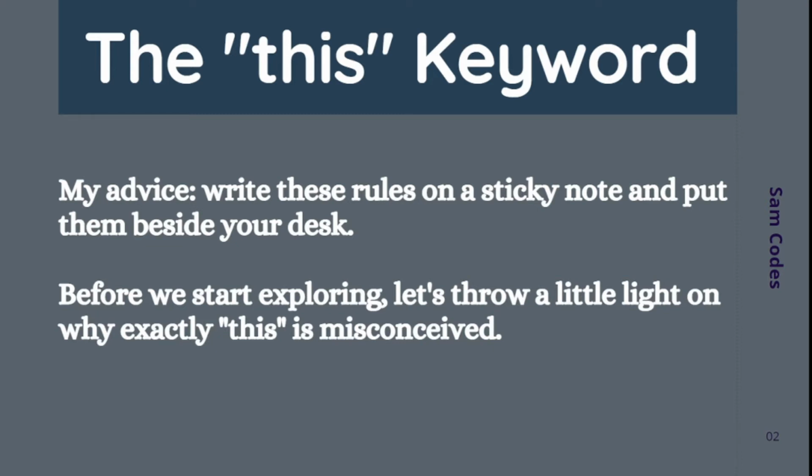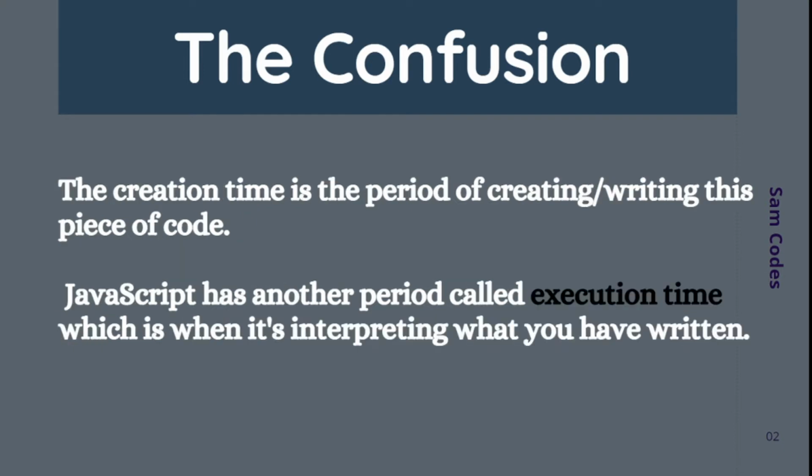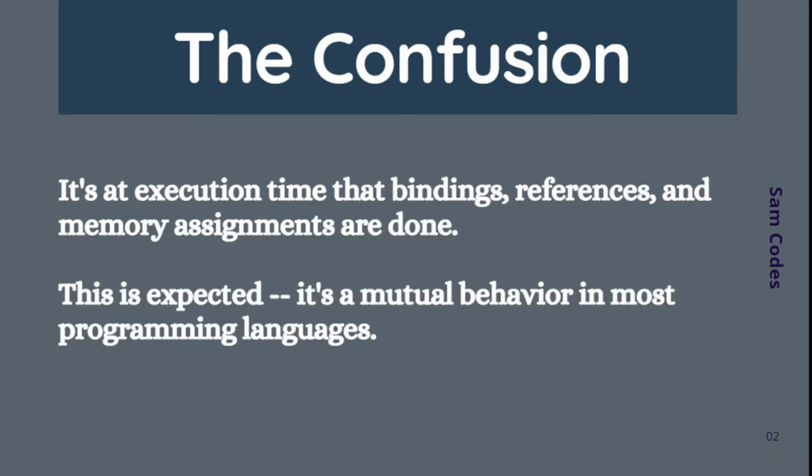Now, before we start exploring, let's throw a little light on why exactly this is misconceived. When you write a piece of code, your mental model is always centered around the creation time. The creation time is the period of creating slash writing this piece of code. JavaScript has another period called execution time. This is when it's interpreting what you have written. It's at this execution time that bindings, references, and memory assignments are done. And this is expected. It's a common behavior in most programming languages.